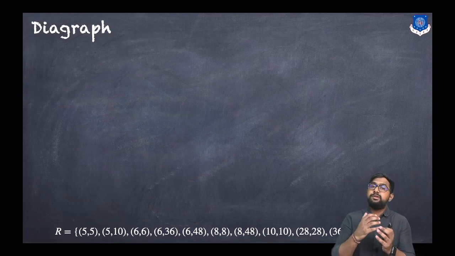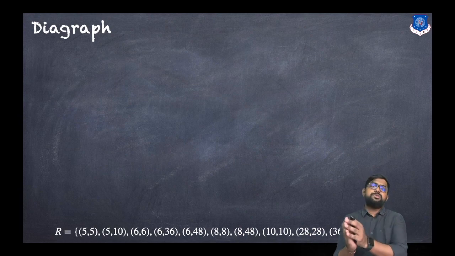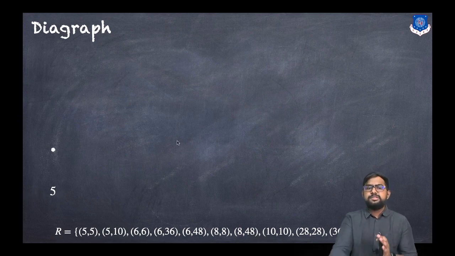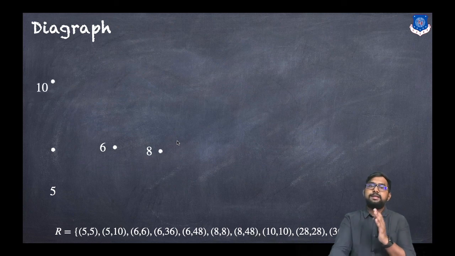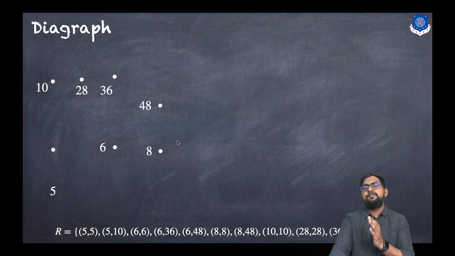This is the relation. First we will construct the digraph and then we will proceed to the Hasse diagram. Take all these points: 5, 6, 8, 10, 28, 36 and 48. Now what is the relation? In the relation, each and every point divides itself, so self loops will be there.